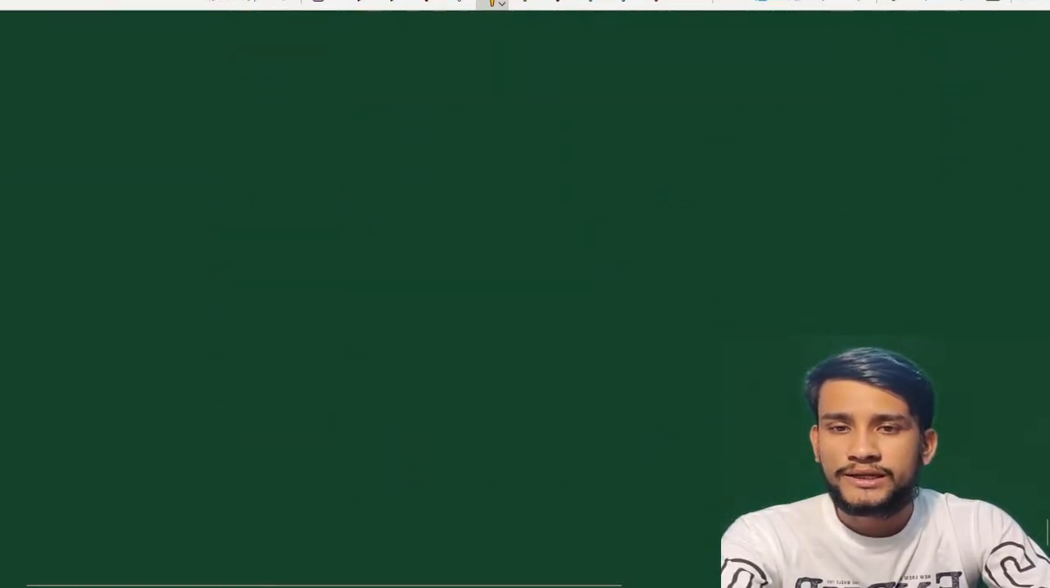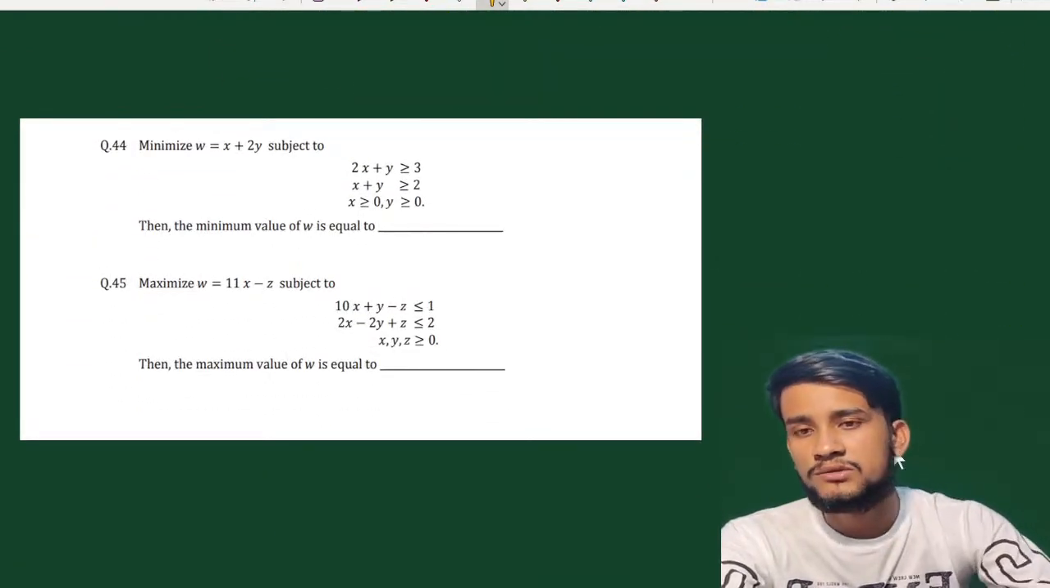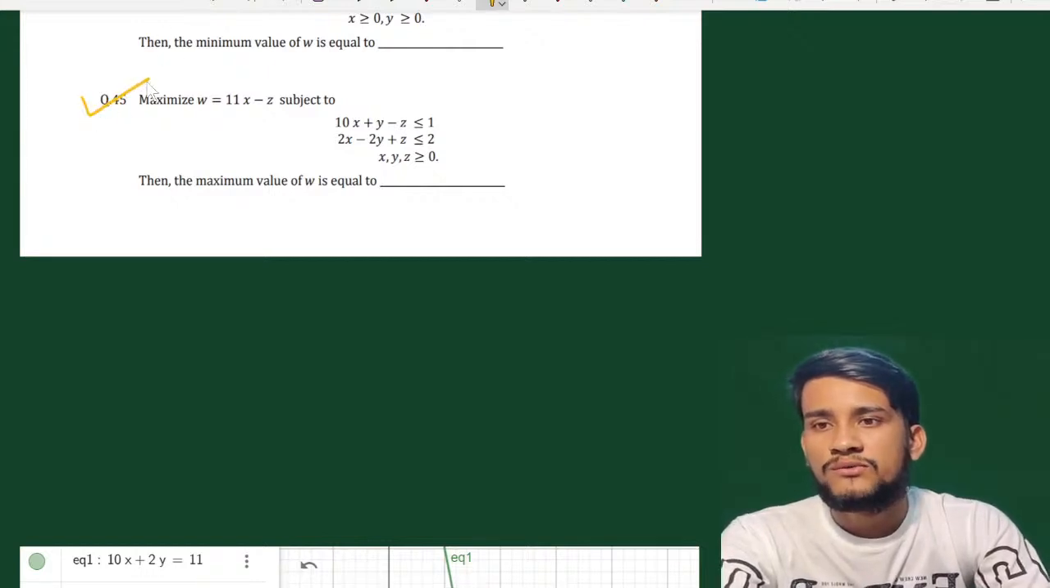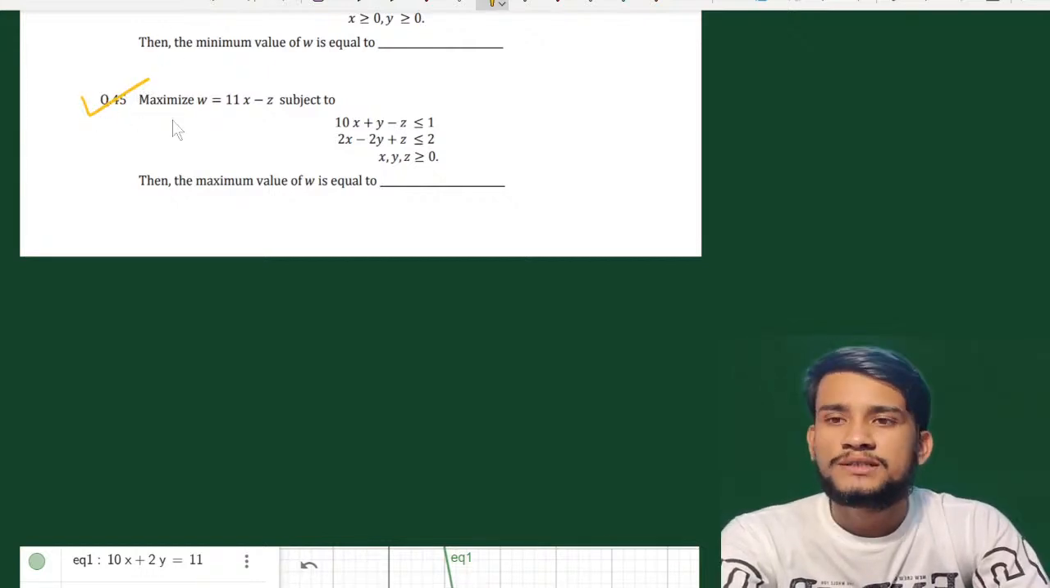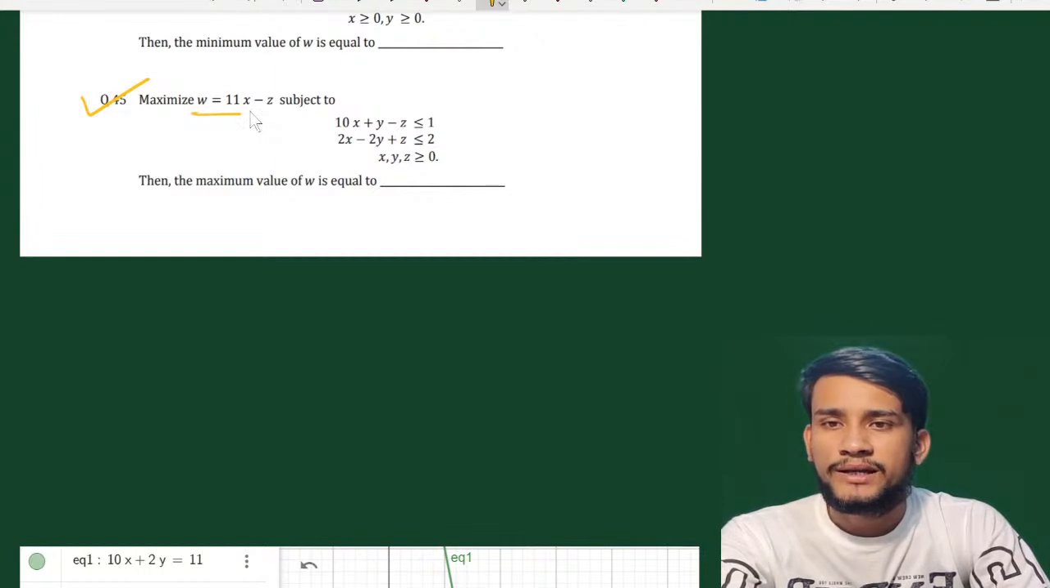Now we're going to the next question, question number 45. Question number 45 says: maximize w equal to 11x minus z subject to this one.